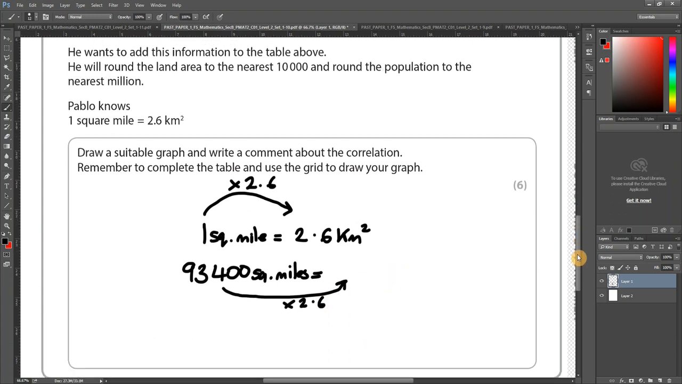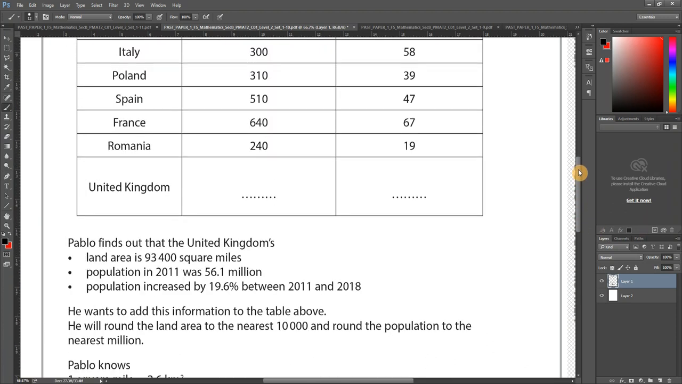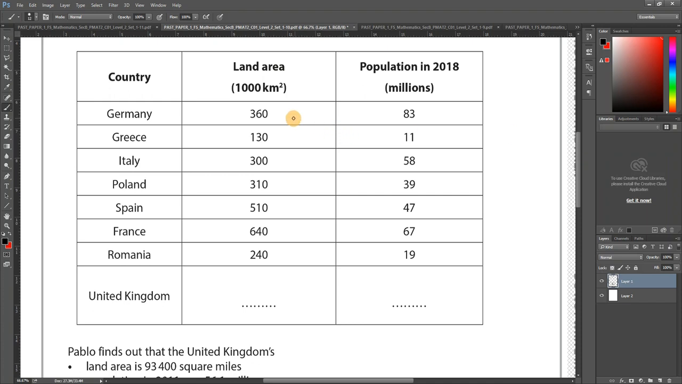Let me just move my screen down. So on my calculator, I'm going to do 93,400 times 2.6. Gives me a weird answer, 242,840, and that's going to be kilometers squared. Okay, so we have to give our answer in thousands. Can you see all of these are thousands? So for example, Germany, that's 360,000 kilometers squared, and so on.